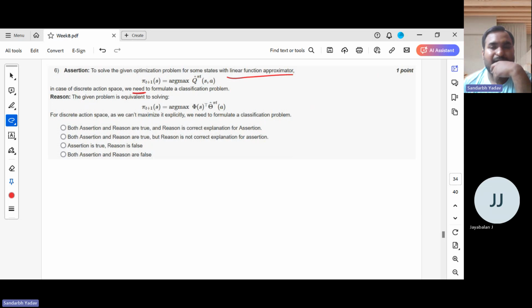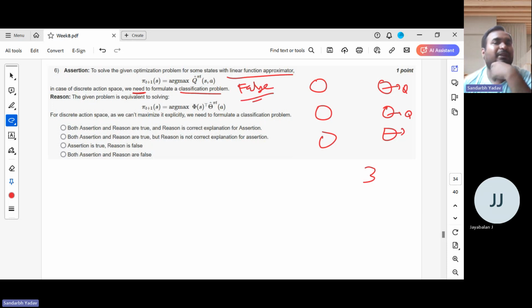Remember, I showed you one setup in which suppose you have three discrete actions, and you can have Q values for each of these, and then you can take arg max over these. So we need not formulate it as a classification problem. You can formulate it as a regression problem also. So in case of discrete action space, we need not always formulate a classification problem. So this is false. This should give you the answer, but either way, let's see.